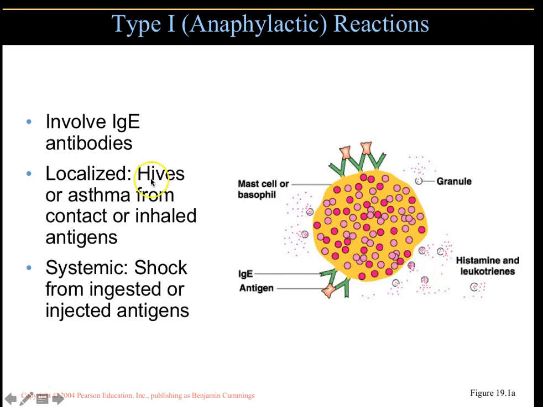And so it says involves IgE antibodies. It is localized, meaning that some allergens, some antigenic molecules, are going to be systemic, meaning that all of the mast cells in the body will release histamine at the same time. That's the most deadly form. That's anaphylactic shock.